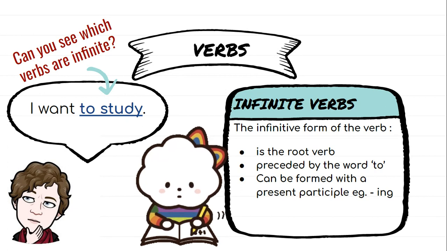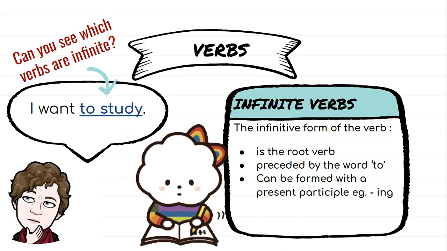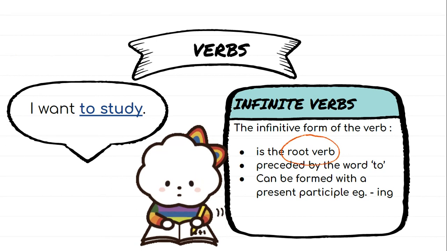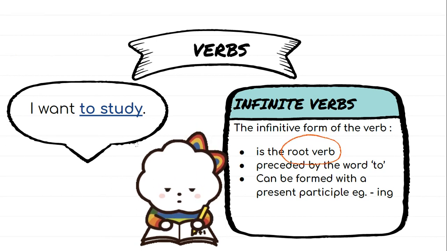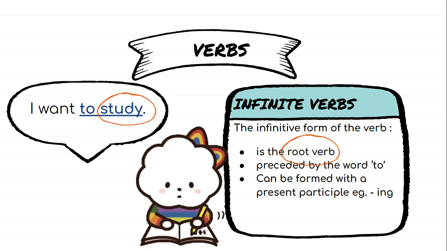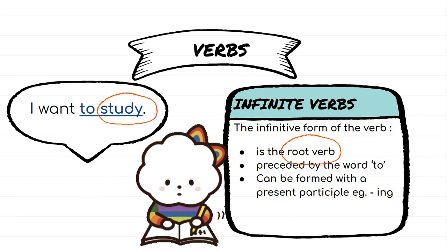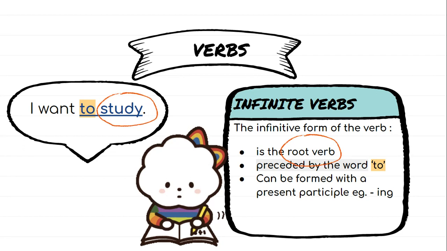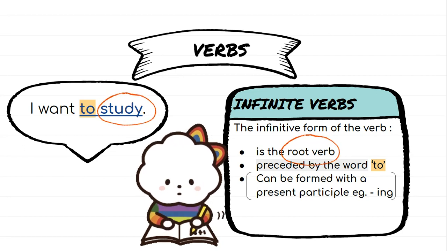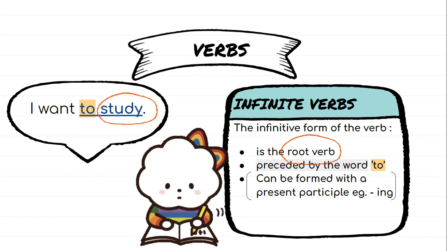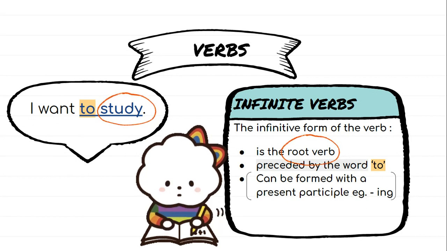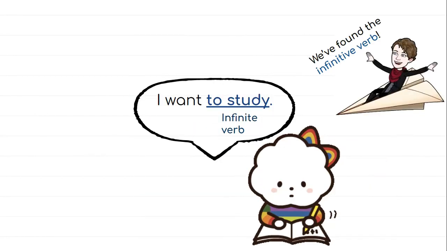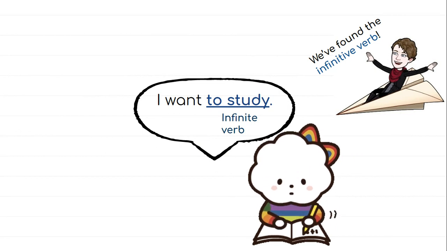Those two words, to study, make up the infinite verbs in the sentence, the infinitive form of the verb study. Let's see why. First of all, can you see the root verb in that sentence? It's study. It's preceded by the word to. So in front of the root verb, there's the word to. Yes, we've ticked off two things on our list. Now, we don't always need to use a present participle. We don't always add ing. But we can see from those two clues that it is the infinitive form of the verb study. Yay, we found the infinitive verb.